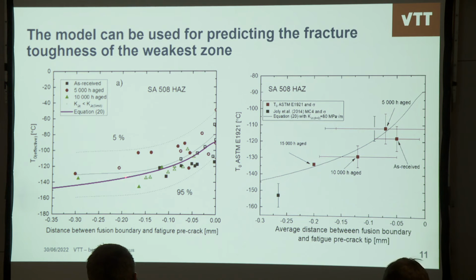We don't have that much data, but then when you look on averages, so this is the estimated T0, and then average distance from fusion boundary, you see that it's roughly located around our estimate, or this prediction. So basically what we did with this was then to estimate that if now the average crack location was 0.1 millimeters from the fusion boundary, what would the fracture toughness have been, or the T0 would have been, if the crack was located here? And that way we were able to correct the results.